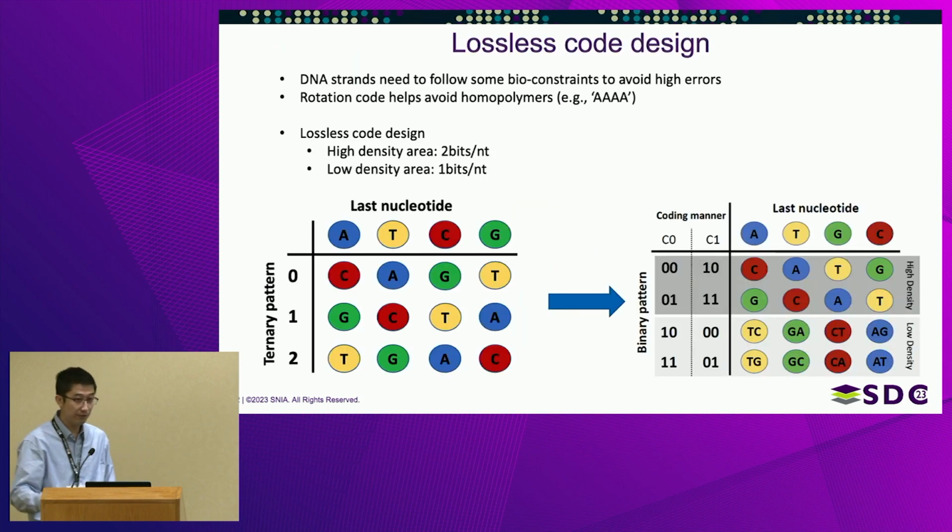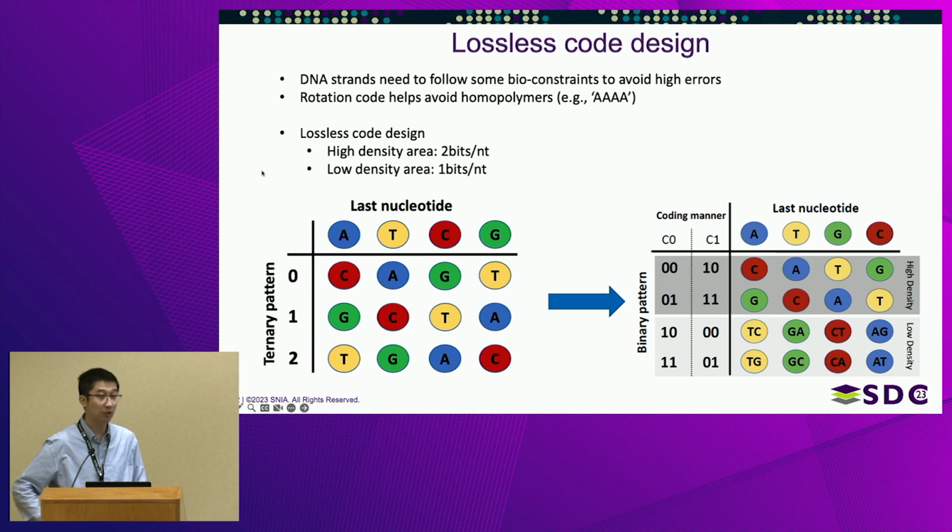Based on the previous rotation code, here is the so-called lossless code design we proposed. This is the previous work, based on the traditional rotation code. Now we propose a new encoding scheme. We split the encoding into two areas: one is a so-called high density area, the other is a low density area. Based on that, we can avoid long homopolymers.